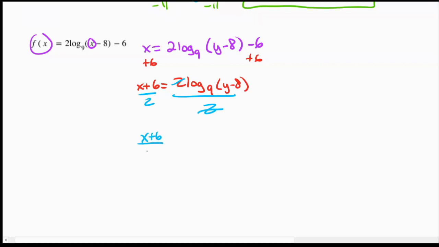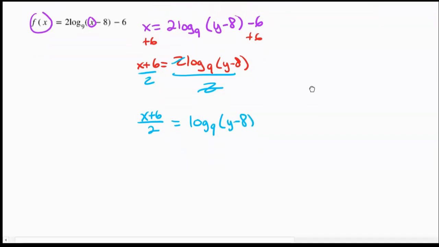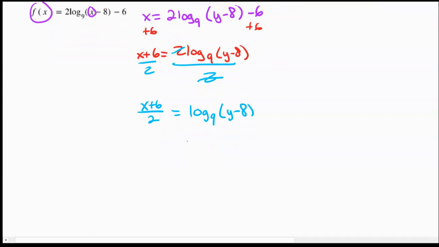I'm just going to leave this as x plus 6 over 2. You could technically do 1/2 times x plus 6, but I'm just going to leave it as is for now. And now that I've isolated the log, this is where the new thing comes into play. To get rid of this log, I raise both sides to the matching base.